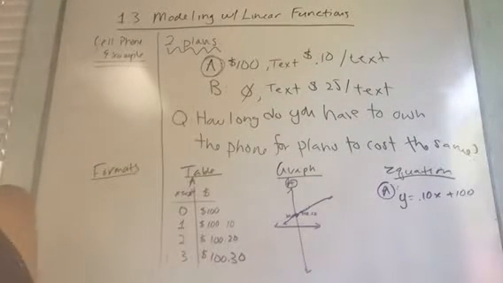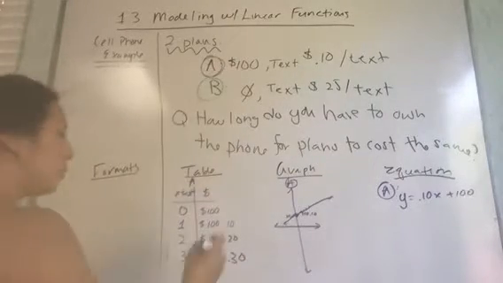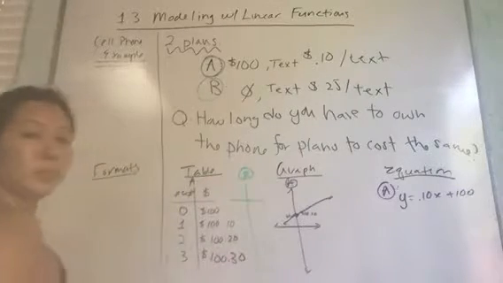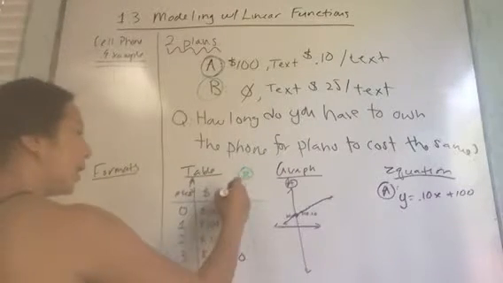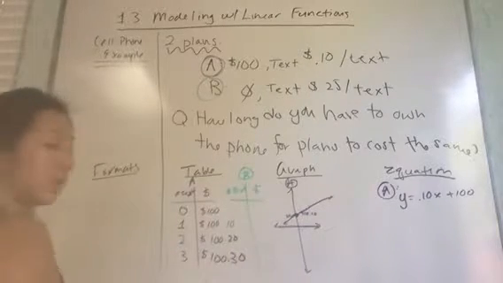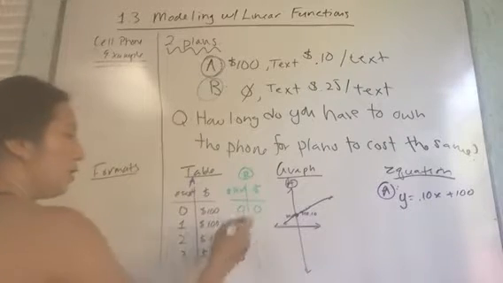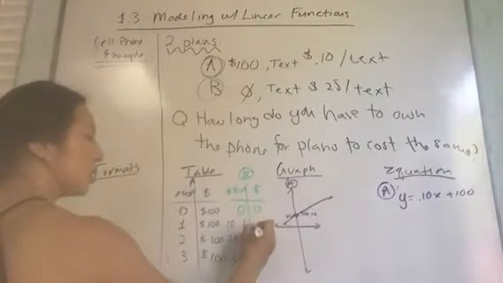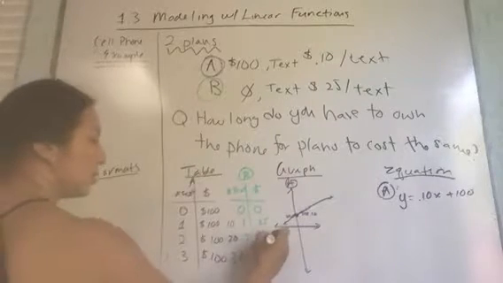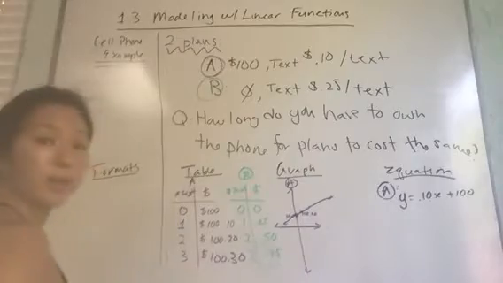Now, if we talk about company B, the table representation for company B is going to be, again, the number of text messages and how much it's going to cost. So if we make 0 text messages, it's going to cost nothing. But if we send 1 text message, it's going to cost 25 cents. If we send 2 text messages, it's going to cost 50 cents, 3, 75, and so on.